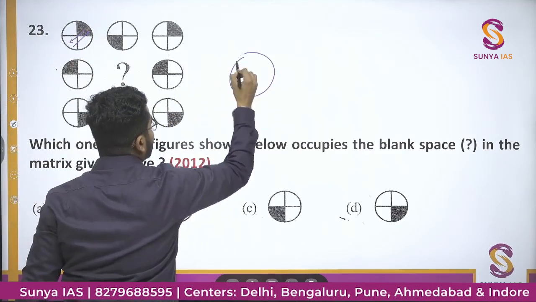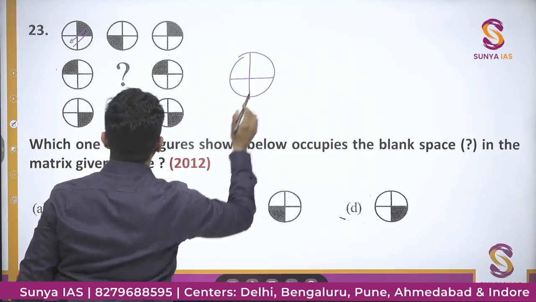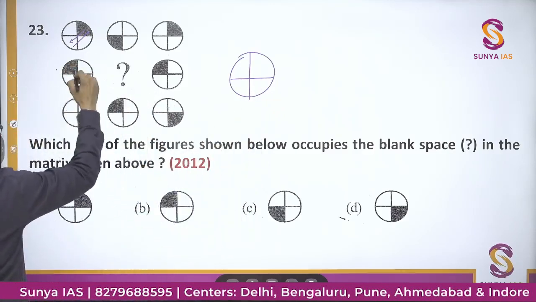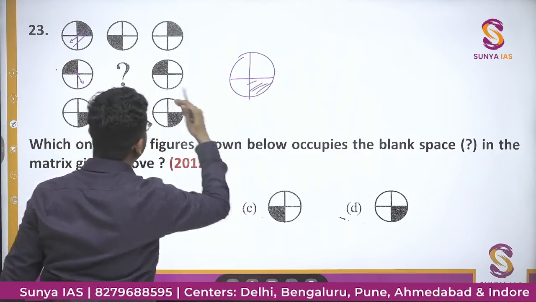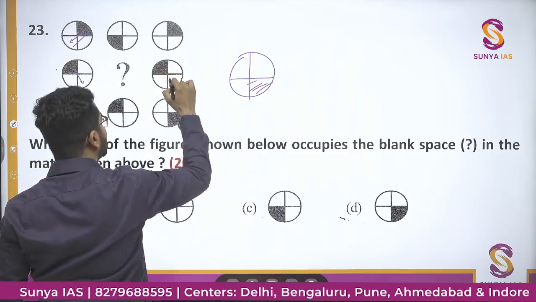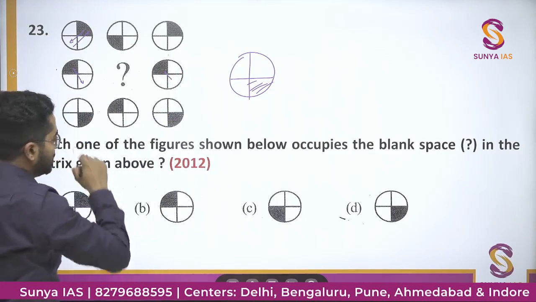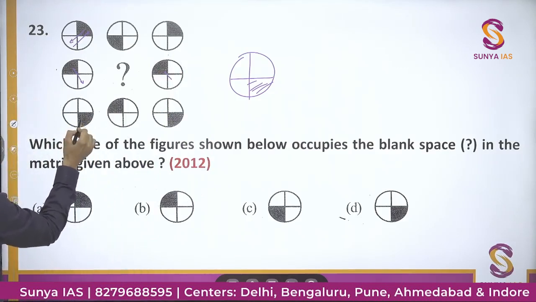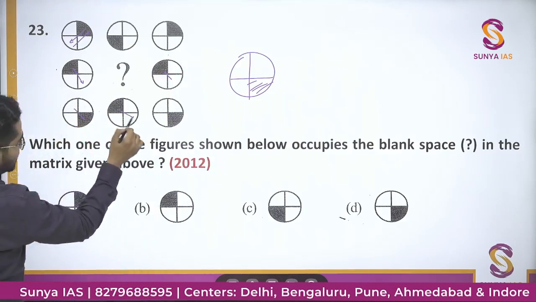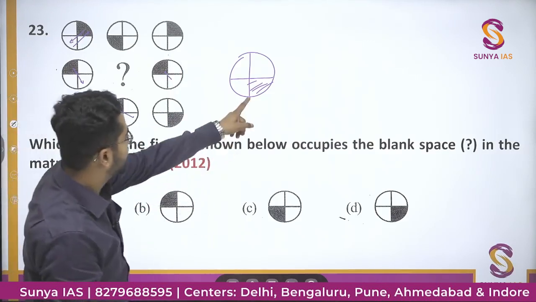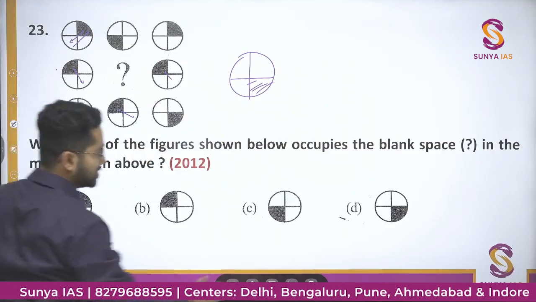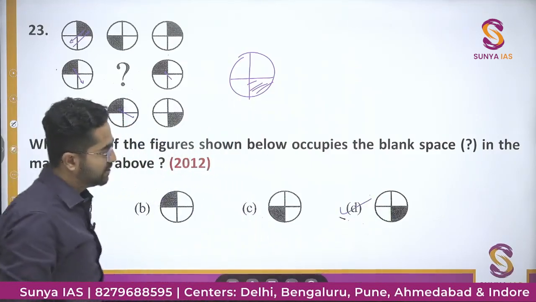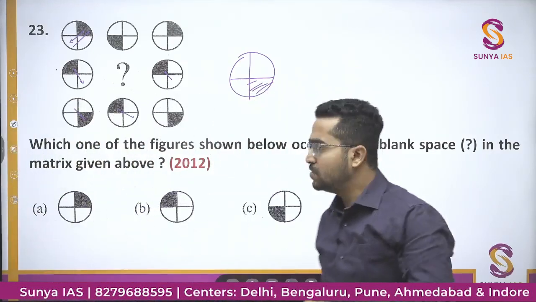If this is the circle, these are the four parts, if this part is shaded, so in the next this opposite part would be shaded, that is this part would be shaded, and in the third iska opposite, that is this part will be shaded, that is right. And here also you can see the same pattern is getting followed, iska opposite shaded, then iska opposite shaded. So this would be the correct option. Isme this fourth sector is shaded. So is there any option? Yes, option D, this fourth part is shaded. These are very simple questions, you know.